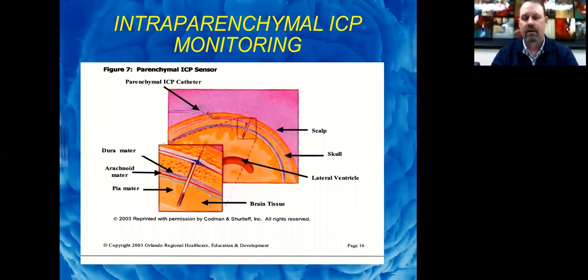As you can see, they make an insertion through the scalp, through the skull, and actually go into the brain tissue. Very accurate though. And these require the Codman monitor most generally. ICP.